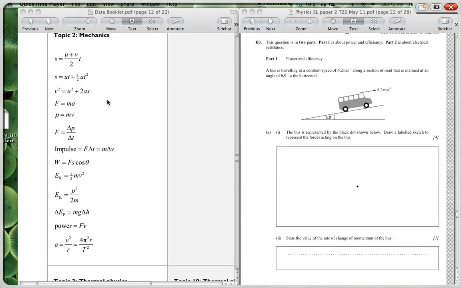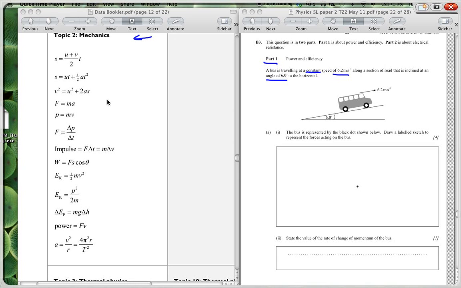This is question B3, part 1, power and efficiency. So here we are looking at unit 2. I've got my mechanics section open in the data booklet. It says a bus is traveling at a constant speed of 6.2 meters per second. This word constant is important. Along a section of road that is inclined at an angle of 6 degrees to the horizontal.